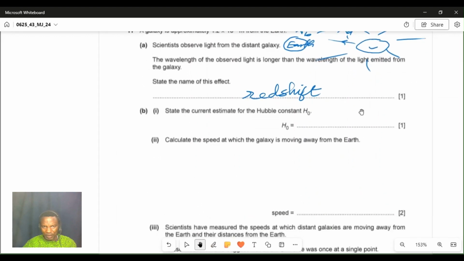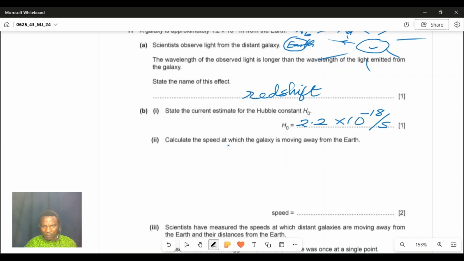Question 11b. State the current estimate for the Hubble constant. So the Hubble constant is 2.2 times 10 raised to power negative 18 per second. So that is the current estimate.